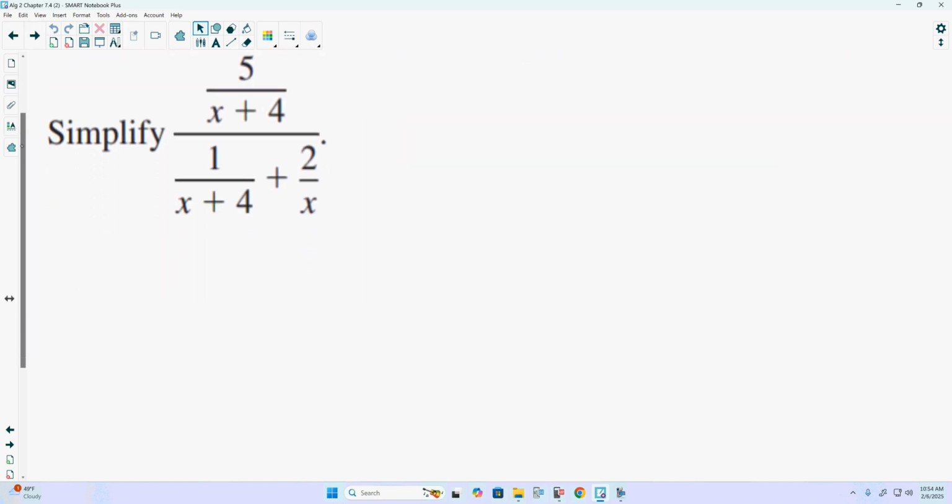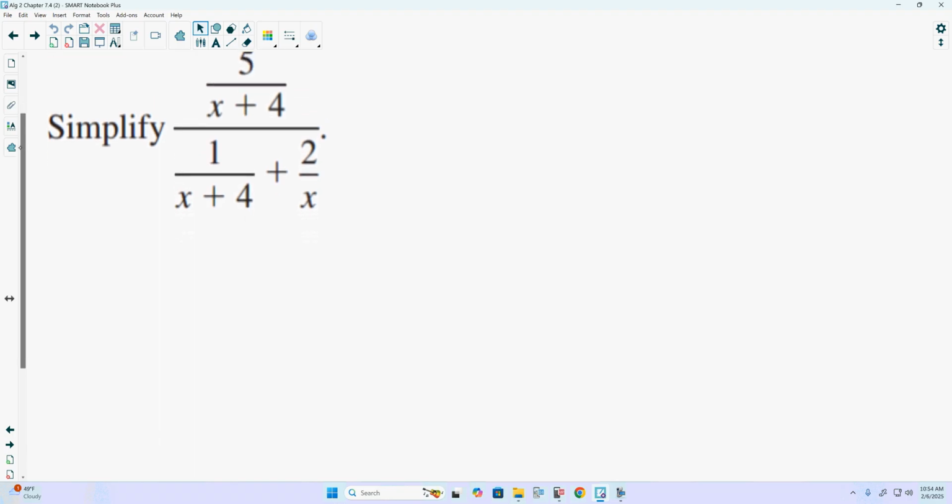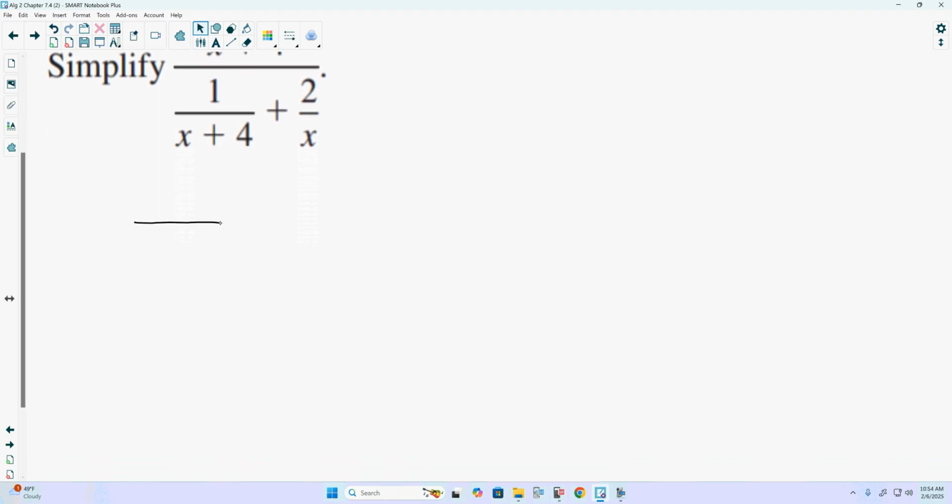So if we look at this first one here, we have 5 over x plus 4, over 1 over x plus 4 plus 2 over x. So we have these two fractions. I'm going to show you the first method. The first method is to simplify the top of the fraction and the bottom into a single fraction. So watch this first method here. Now the top of the fraction, 5 over x plus 4, is as simplified as it gets. There's nothing we can do to it.